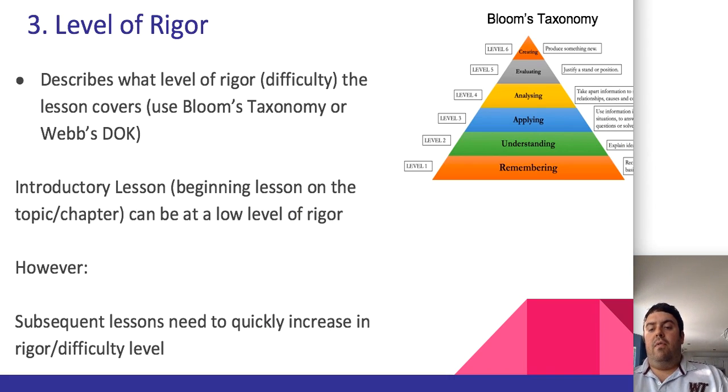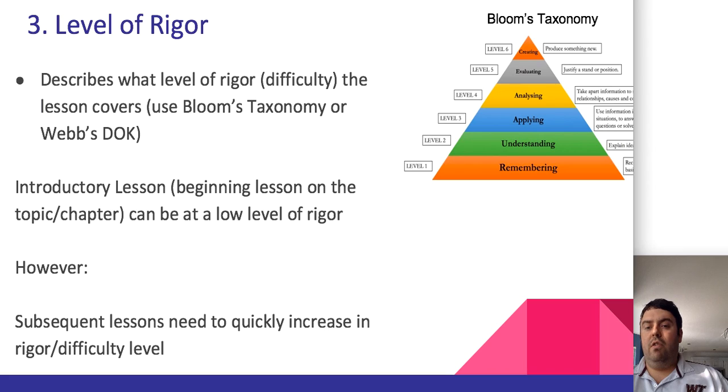You might have seen my earlier presentations or attended my classes where we discussed that there are normally two different classifications of rigor or difficulty level, or the level or intensity of thinking that a task requires. Normally we have Bloom's taxonomy or Webb's depth of knowledge. Both of them are very valuable. I'm going to use Bloom's taxonomy for this video.